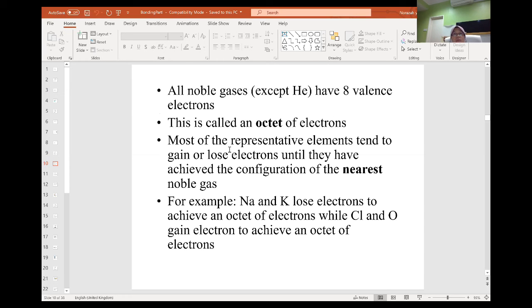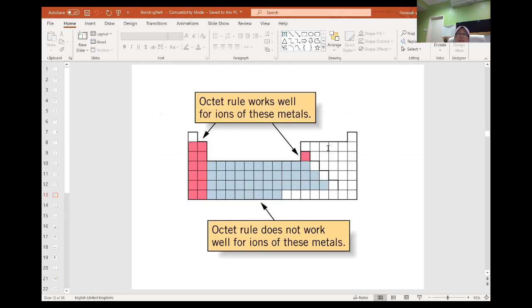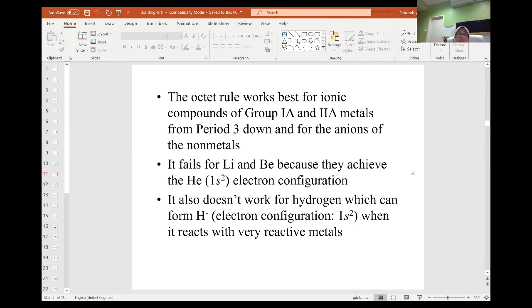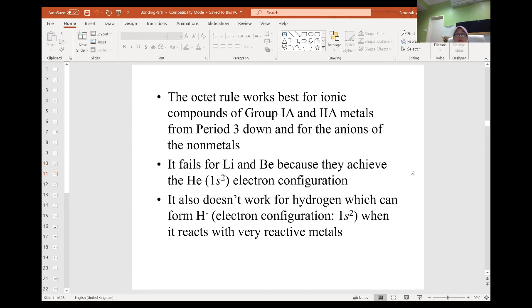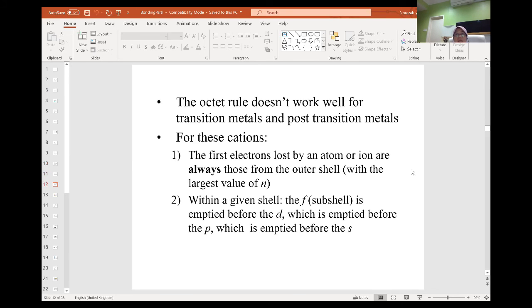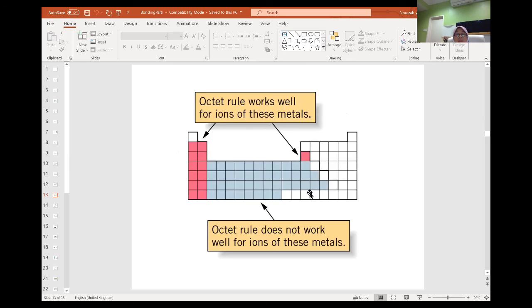So most of the representative elements, okay, here and this part, usually obey this octet rule. However, the transition element, which is here, does not work well with octet rule.